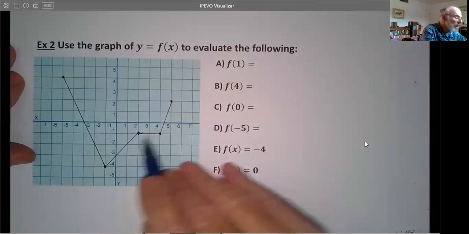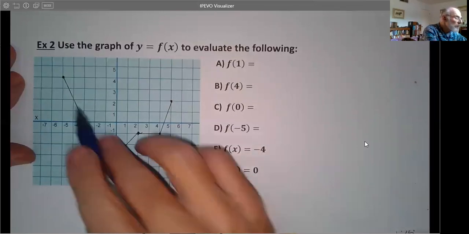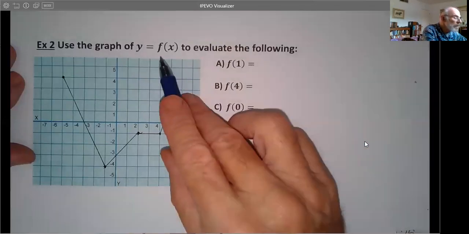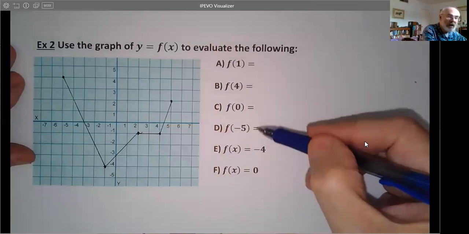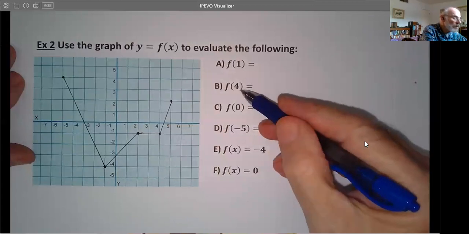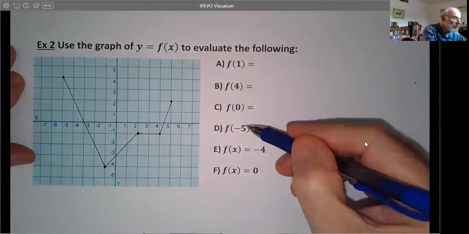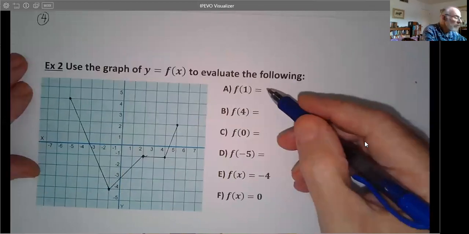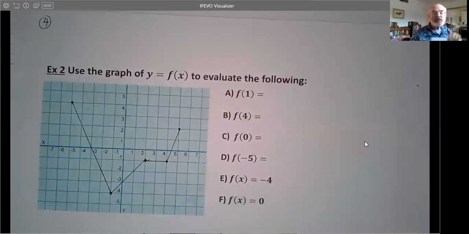You'll notice I drew this graph and I've established some points along the line here. What they want you to do is evaluate all of these. So they want to know what f of 1 is, what f of 4 is, what f of 0 is, what f of -5 is, and so on. So what we need to do here is figure out on the graph what the x and the y coordinate should be. So this, remember, is f of x.